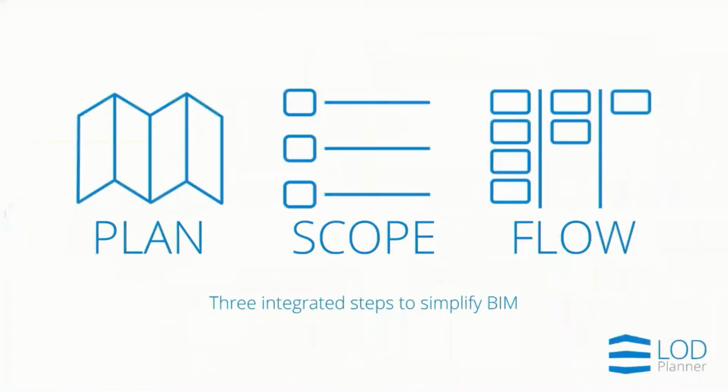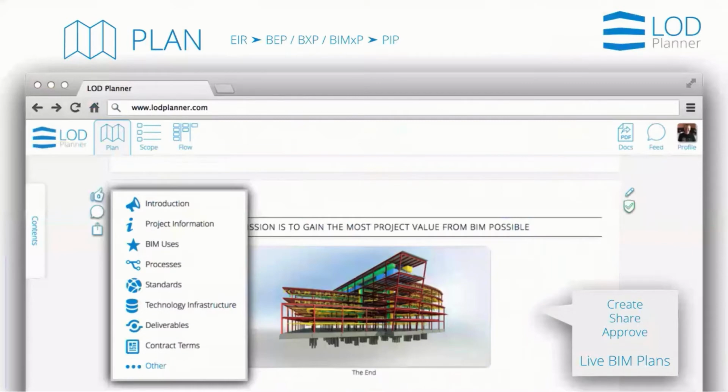And that workflow is a 3 integrated step process. We have the planning, we have the scoping, and then we have the flow to manage those in a very simple workflow. We've had webinars before with the planning side of things, but the BIM Execution Plan, whether it starts with an employer's information requirements or it's your BIM Execution Plan response and tying those together, your project implementation plan, everything can be planned from introduction through to the deliverables and contract terms, shared, approved, live, and archived. We will not go into that. There's more webinars on that.